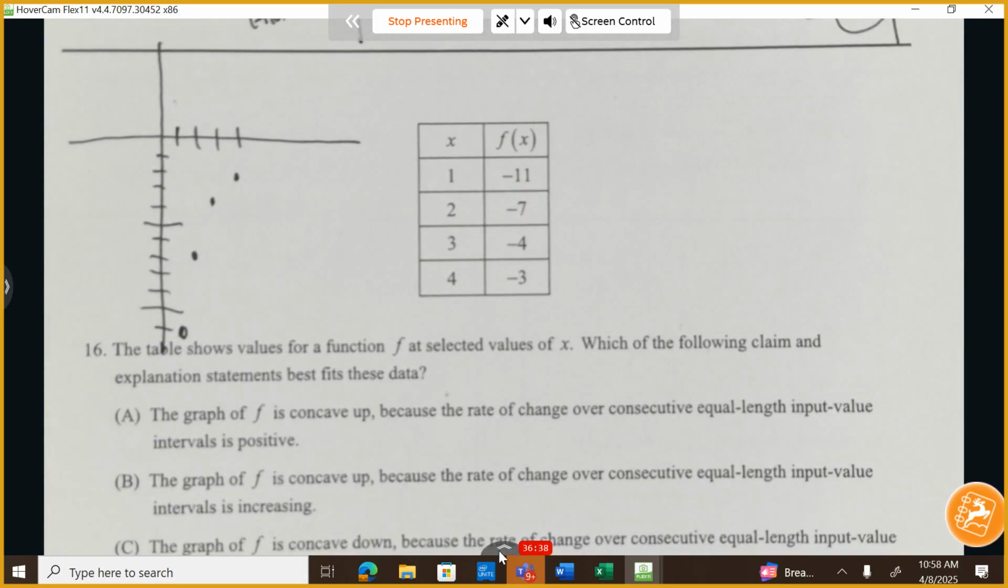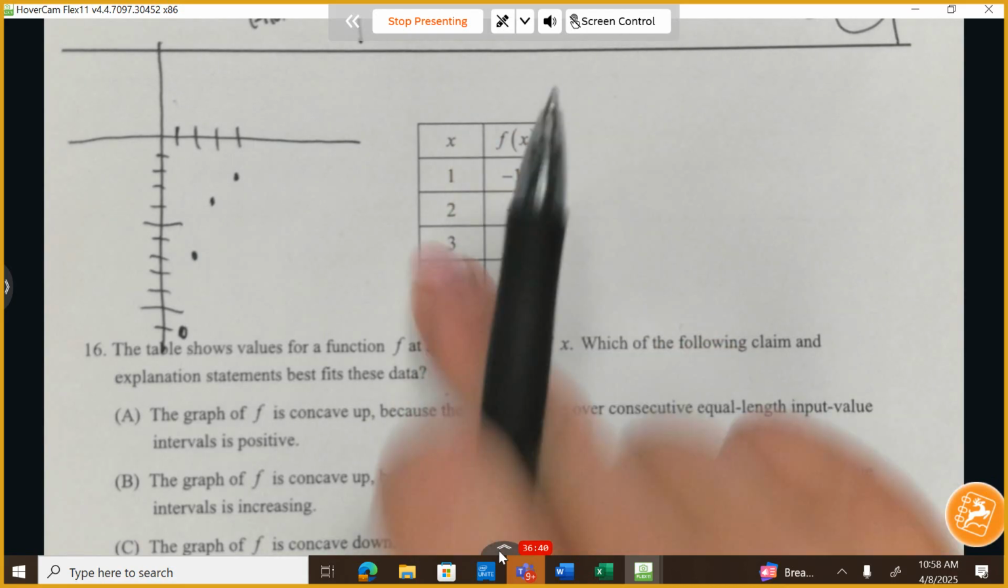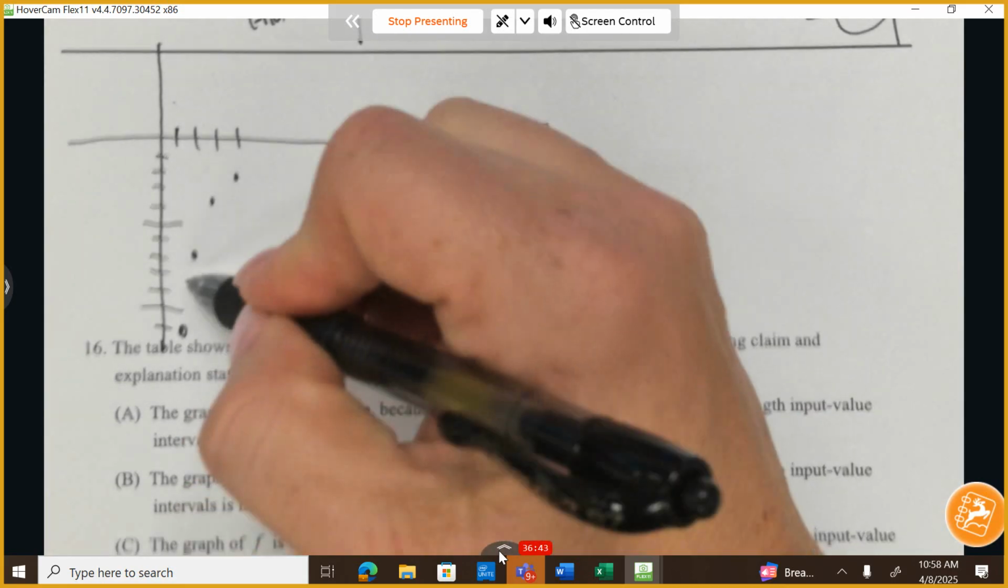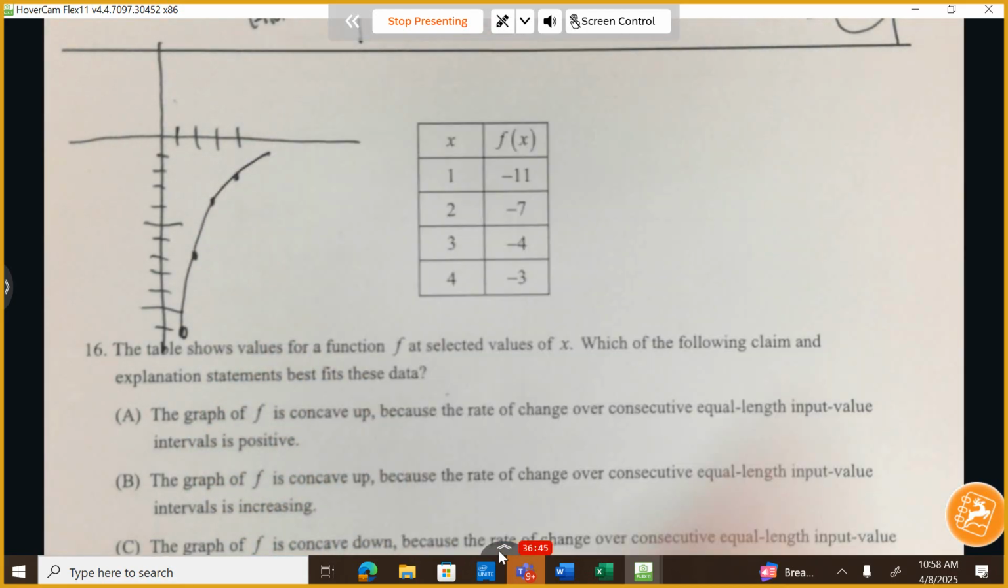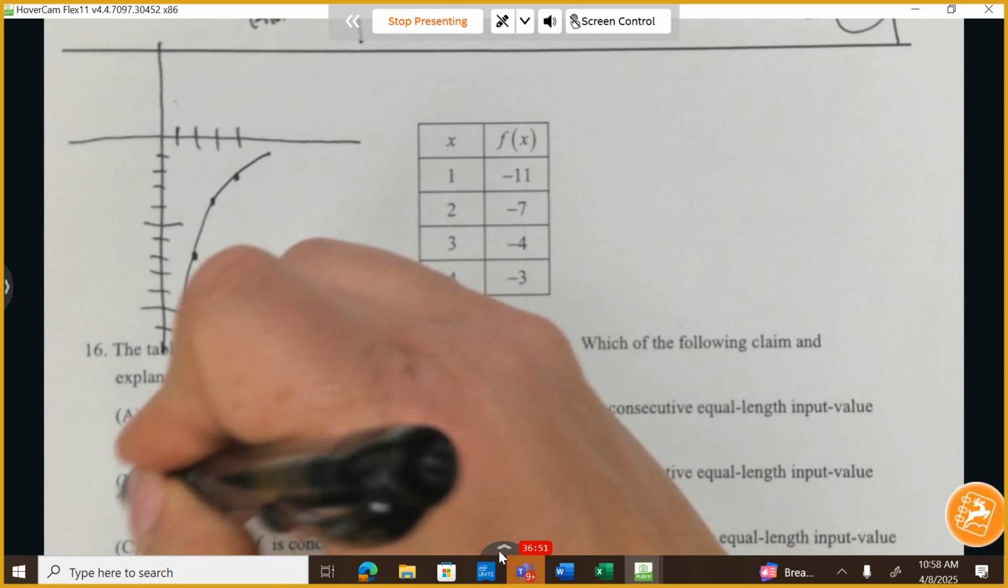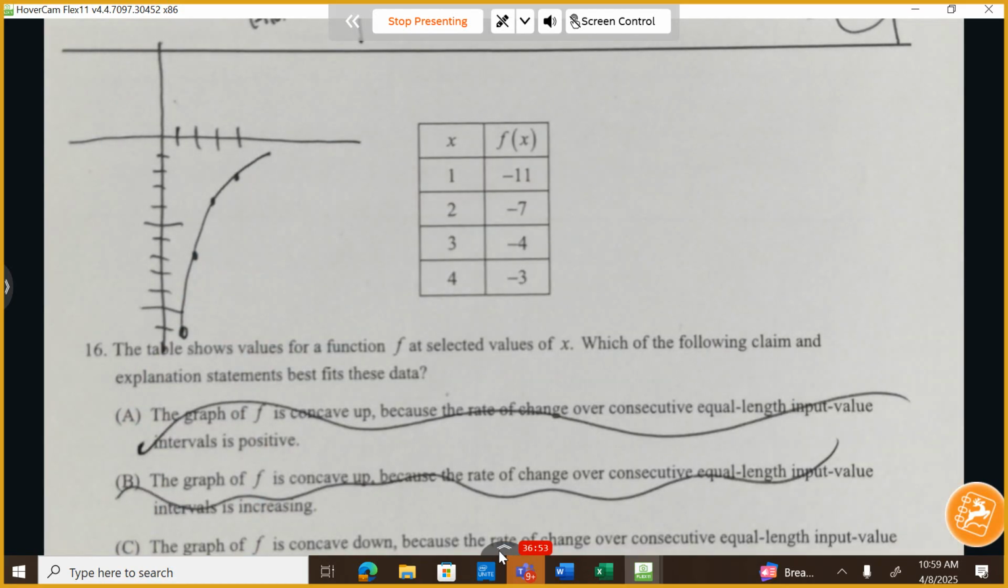Let's look right now at number 16. I went ahead and I graphed those ordered pairs, and then I'm going to connect them, and I can already see that we have a concavity of concave down, so the rate of change is decreasing. So I come over here, concave down, I have a 50% chance of getting this right.